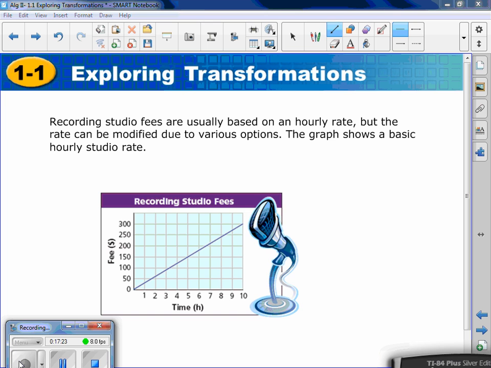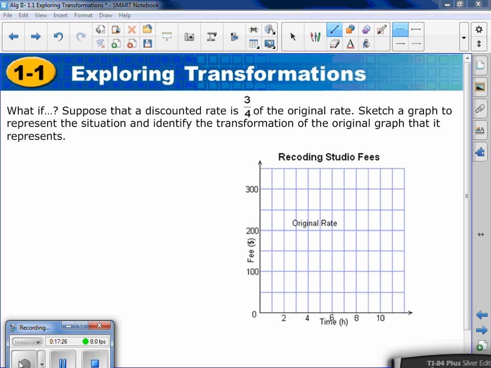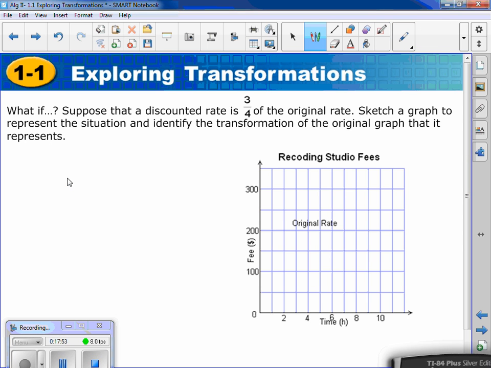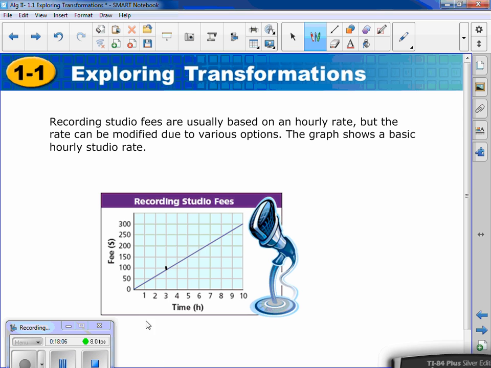So if we have recording studio fees, and say that we have a reduction in fees by 3/4 of the original rate, we want to figure out what type of transformation is occurring. We want to sketch it. So looking here, what are some of my key values? 3 is 100. So I have (0, 0), (3, 100). Give me another point. 6, 200. Actually, it's a little bit under 200.